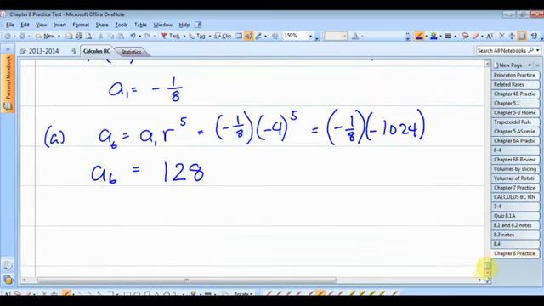B. What is B? Find the common ratio. Sweet. Common ratio is negative 4.